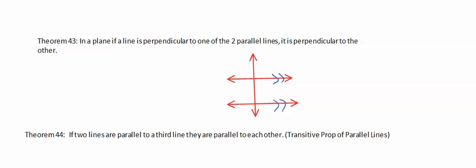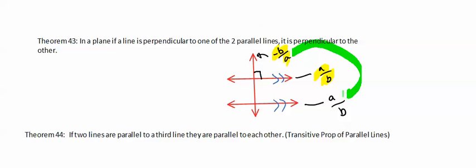So let's think about this. If we have two parallel lines, that means that each of the slopes would be the same. So we'll leave these as A over B. And if we know that one of the lines is perpendicular to the transversal, it would have to be the opposite and the reciprocal, negative B over A.